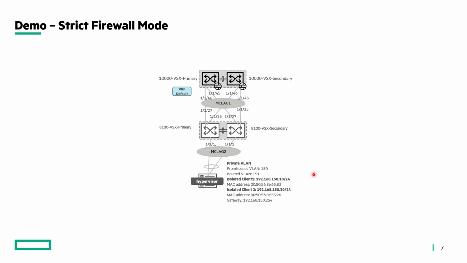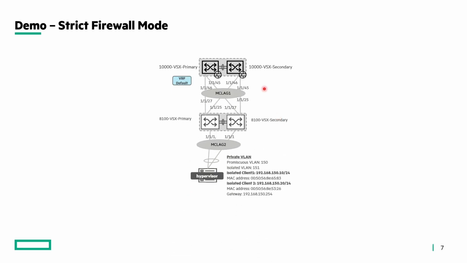Moving on, let me get into a demo. I have a 10K in VSX here, and they are on in VRF default. I also have an 8100 here just to have our micro segmentation in play. You can also imagine certain traffic moving in. The focus is on VLAN 150.